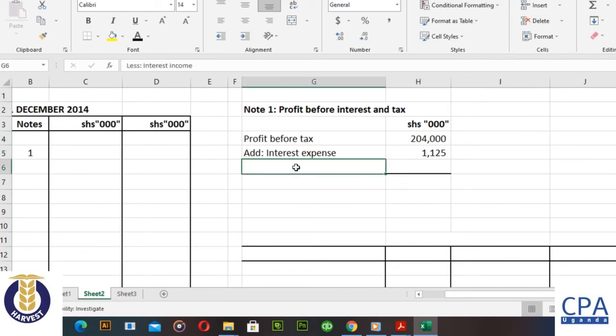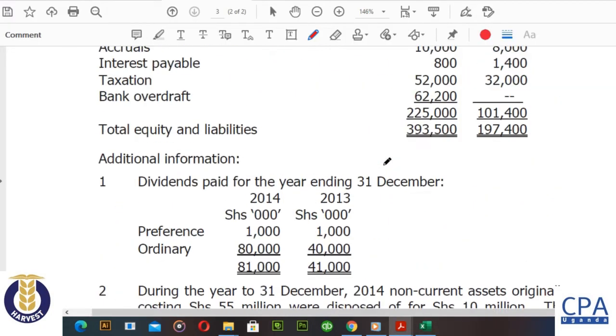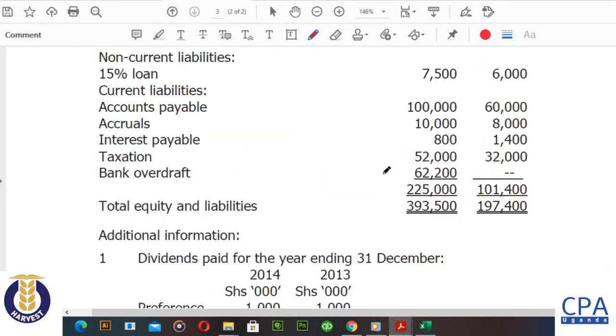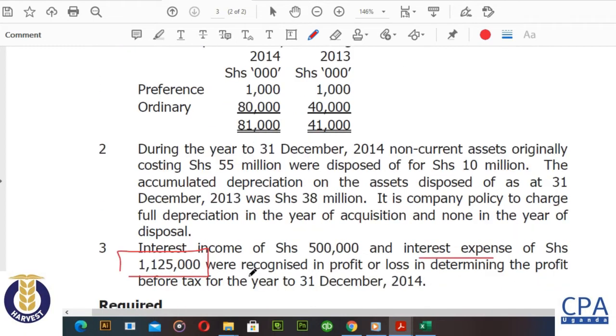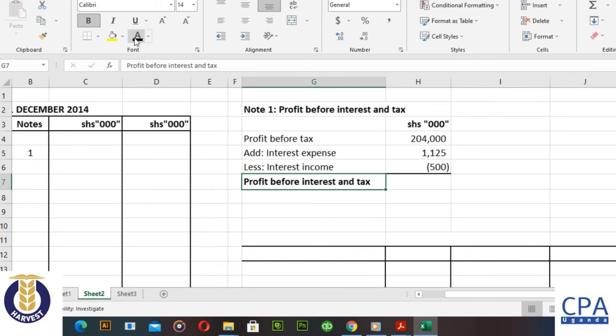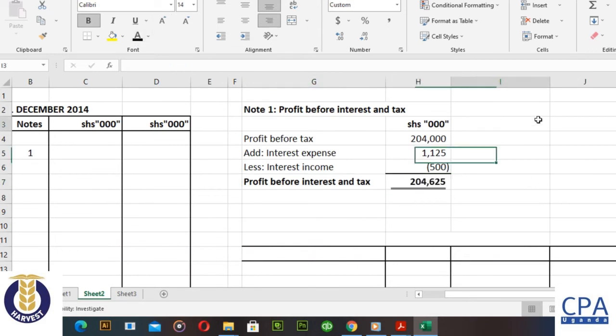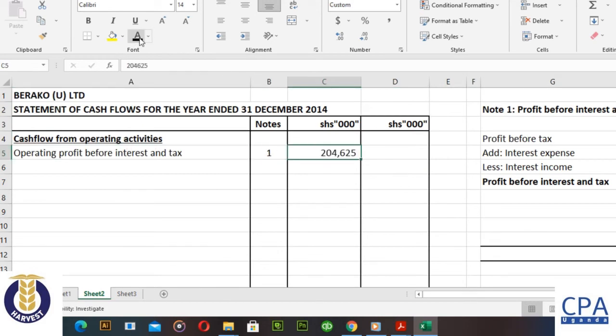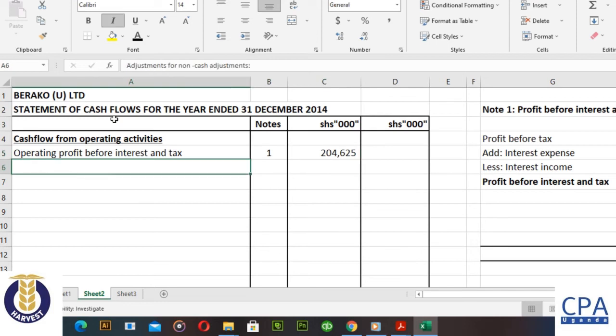So that's what I'm going to take to my Excel sheet here, 1,125,000. And of course we shall deduct the interest income, because that one ideally would reduce our interest expense. The interest income is given in note number 3 as well. That is the 500 million right there. So I'm going to deduct that 500 million, and at the end of the day I'll get the profit before interest and tax amounting to 204 million, 204,625. So in my statement of cash flows, my operating profit before interest and tax is going to be 204,625.